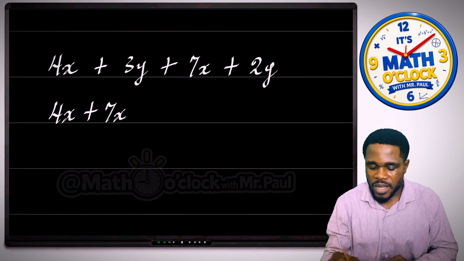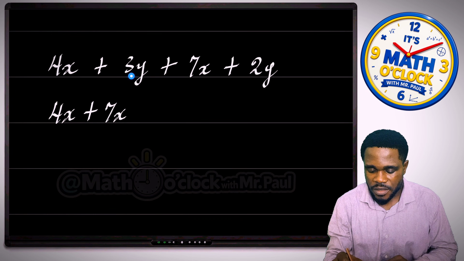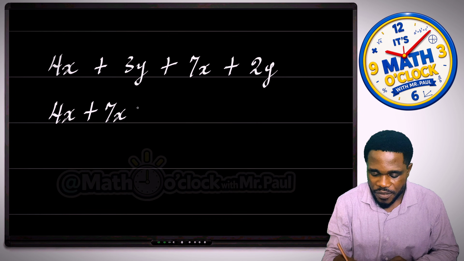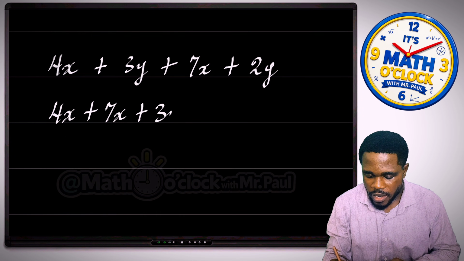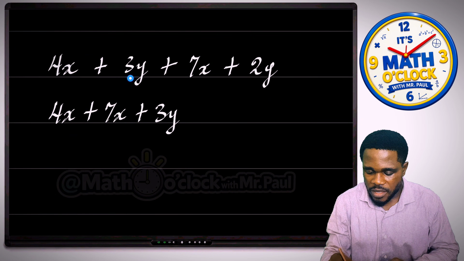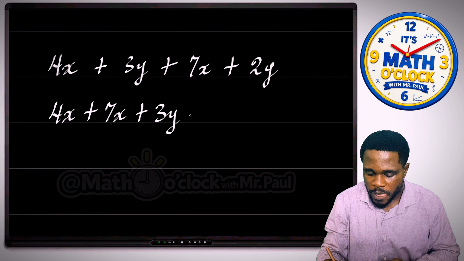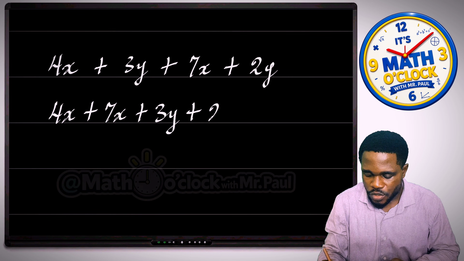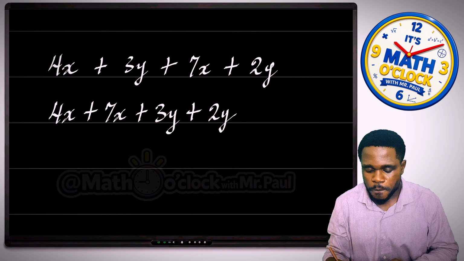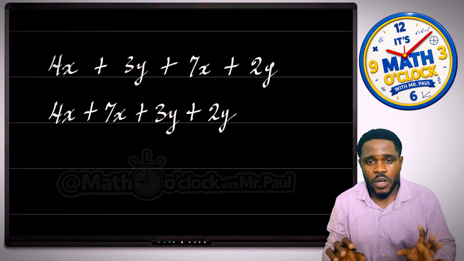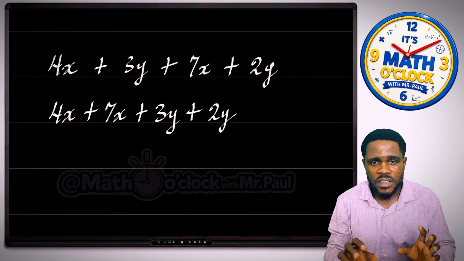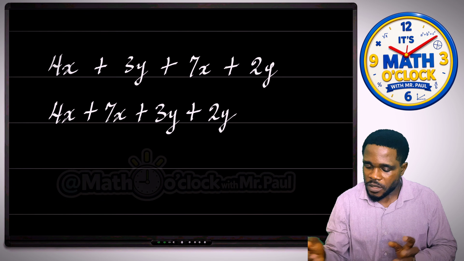What's the first y we have? The first y we have is 3y. Therefore we have plus 3y. And then the next y is 2y. So we have plus 2y. So you see that they are close now. We have our like terms close to each other. So we go ahead.